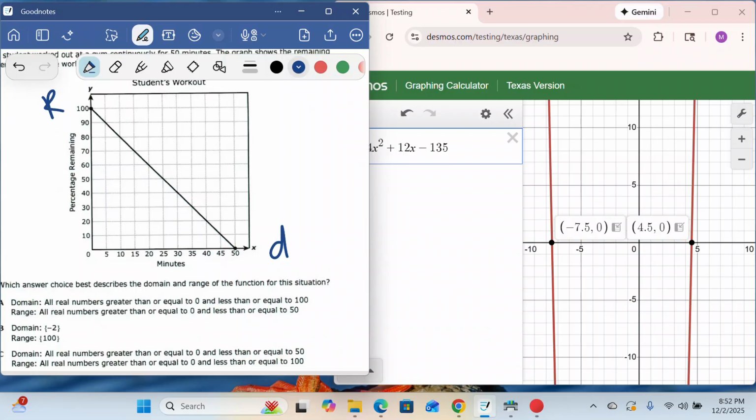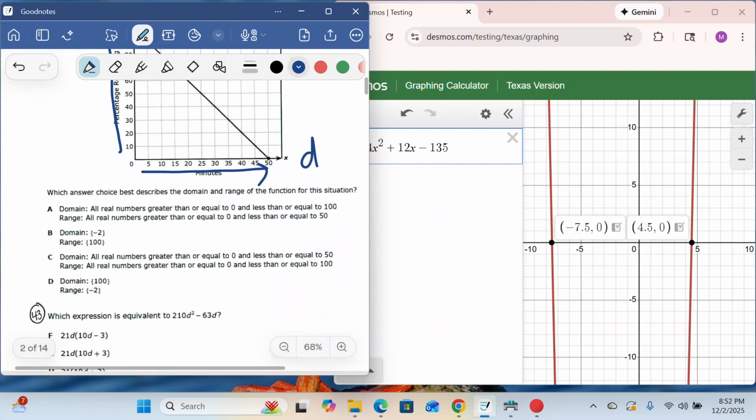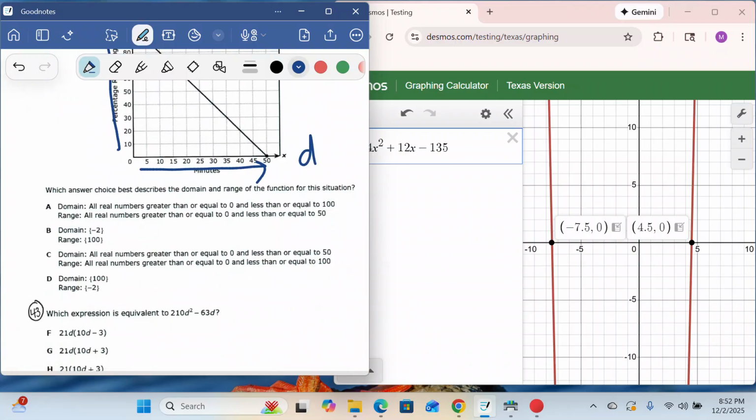If you look at the graph, my domain goes from 0 to 50, and my range goes from 0 all the way to 100. So my range is all the way to 100, and my domain is from 0 to 50. So automatically, by looking at the answer choices, which answer choice best describes the domain and the range of the function? The domain of B is incorrect.